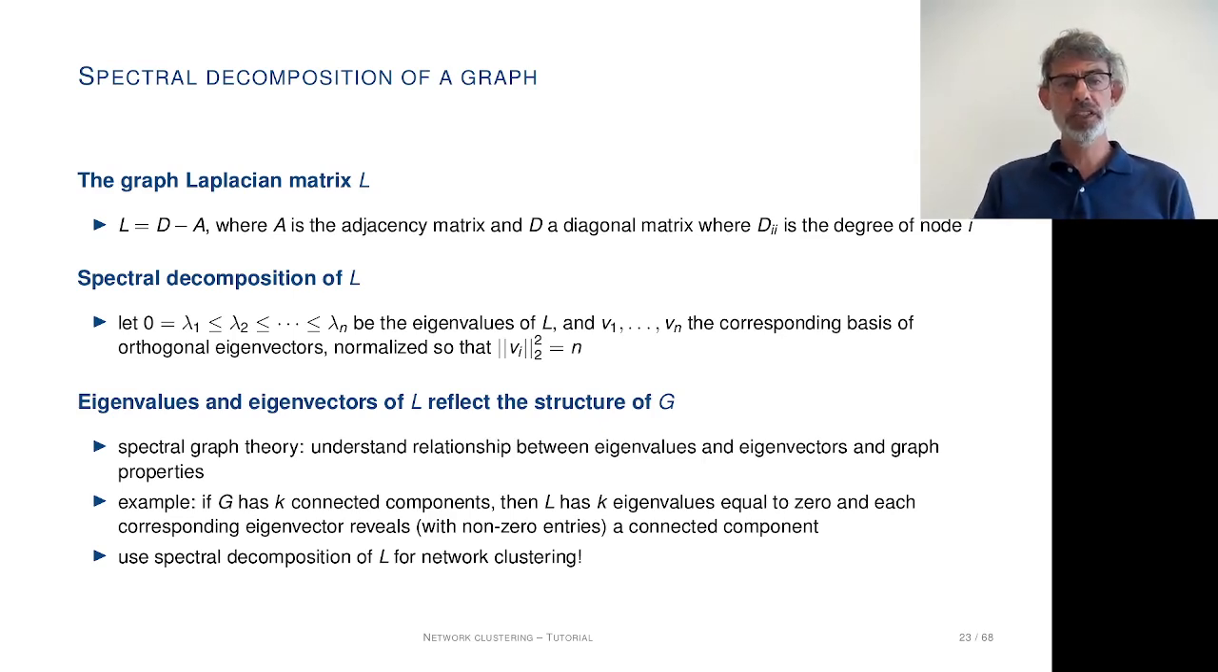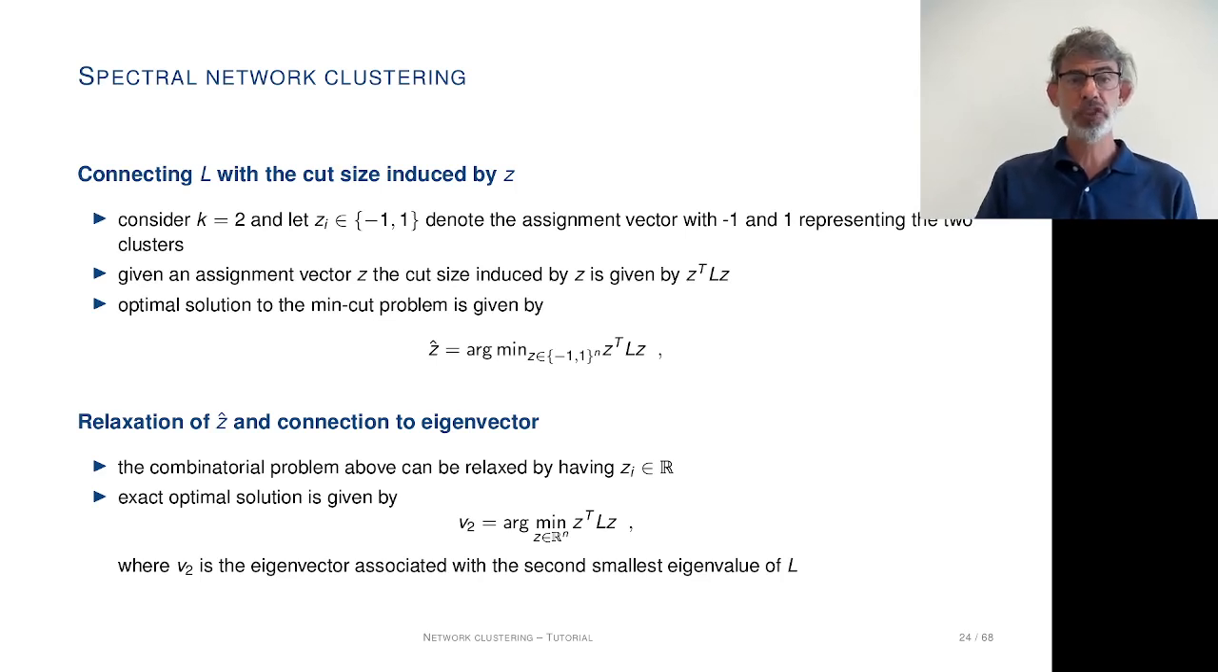So the idea is to use the spectral decomposition of the Laplacian for network clustering, which is our goal here. That gives rise to spectral network clustering, and the first step is to connect the cut size with the Laplacian. Let's consider k equals 2. For the cluster assignment vector, we're going to use the following notation: minus 1 indicates that the node is in cluster 1, and 1 indicates that the node is in cluster 2. The reason for using minus 1 and 1 is that we're going to use linear algebra to compute the cut size. Given an assignment vector z with minus 1 and 1, the cut size induced by this assignment vector is just z transpose L z.